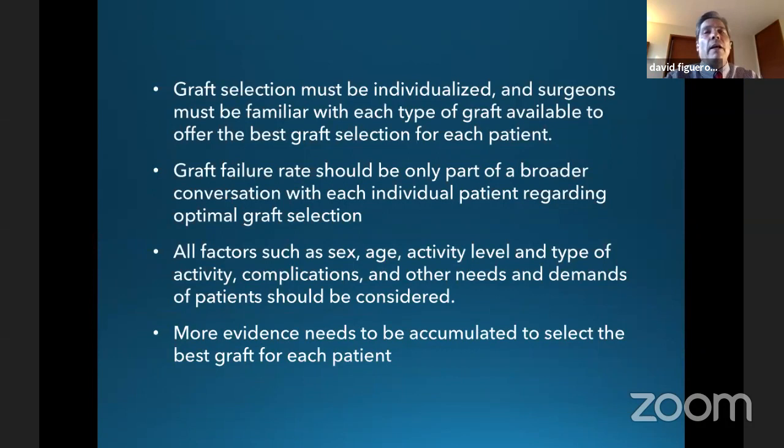And in summary, regarding the graft selection, this must be individualized, and the surgeon must be familiar with each type of graft available to offer the best graft selection for each patient. Graft failure rate should be only part of the broader conversation with each patient. All factors such as sex, age, activity level, type of activity, complications, and other needs and demands of patients should be considered. And more evidence needs to be accumulated to select the best graft. There is no recommendation for what is the best graft at this time.